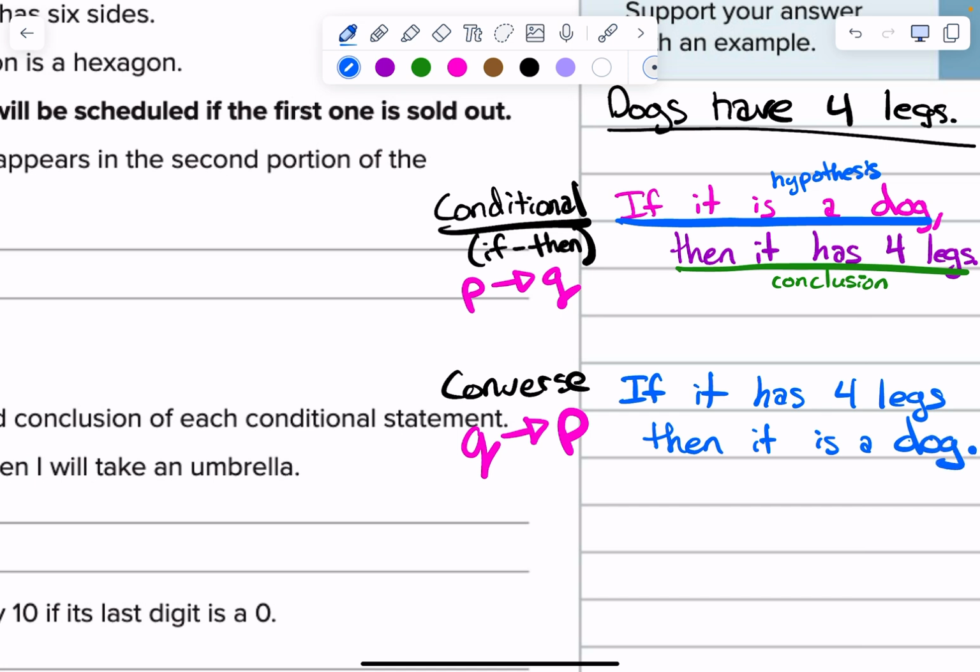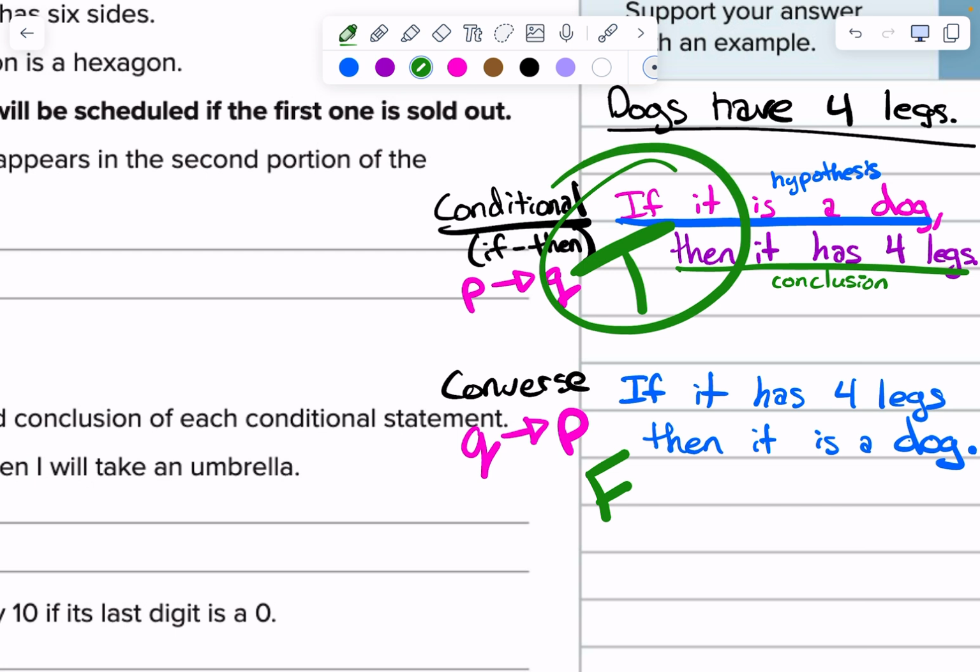Well, it could be a cat. Okay, hold on. Now we got to talk about the truth value. Let's say that the conditional value is true. I understand that some dogs don't have 4 legs, but that's under rare circumstances, okay? So if it is a dog, then it has 4 legs. That is true, correct? If it has 4 legs, then it is a dog. Not true. Now, it is not always the case that if this one is true, then this one is false. They could both be true, right? What would be the circumstance?